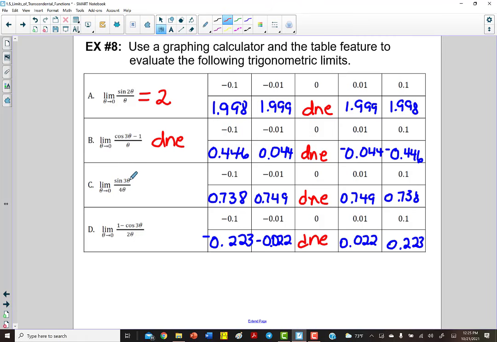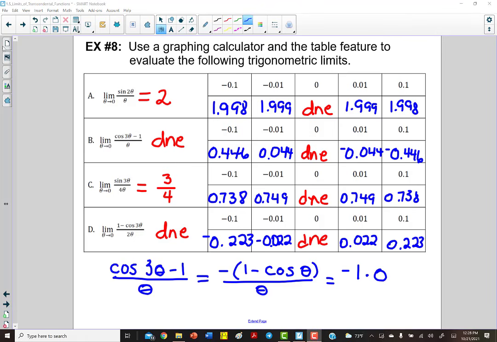And then in this case, both sides are positive. So it looks like the function is heading to 3/4 as we approach 0. And then this one, the same thing. On the left, we have a negative y value. On the right, we have a positive y value. So in this case, we have a does not exist.